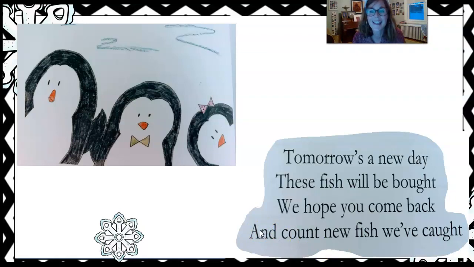Tomorrow's a new day. These fish will be bought. We hope you come back and count new fish we've caught. And that's the end of that.